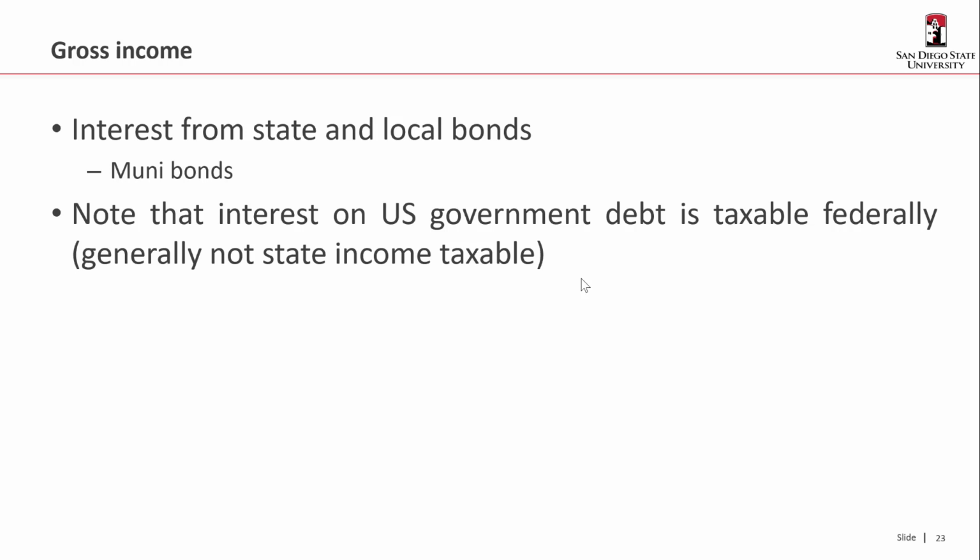All right, so interest from state and local bonds, or sometimes we call them municipal bonds, is of course excluded from gross income. Just an important note that interest on U.S. government debt is the opposite. It is generally taxable federally. Most states do not tax interest on U.S. government debt. You can't do it through an income tax. Technically, you can do it through a franchise tax. So you'll see some corporate taxes include a tax on government debt, but for individuals, it's generally not taxable by the states. But it is by the feds.